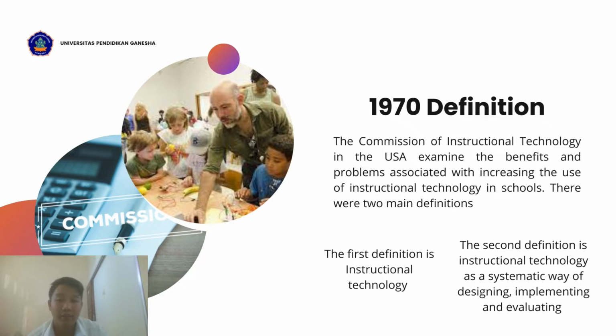And in the 1970 definitions, the Commission on Instructional Technology in the USA examined the benefits and problems associated with increasing the use of instructional technology in the school. There were two main definitions. The first definition: instructional technology means the media born of the communication revolution that can be used for instructional purposes in addition to teachers, textbooks, and whiteboards. In this sense, instructional technology includes television, film, overhead projectors, computers, and other items as hardware and software.